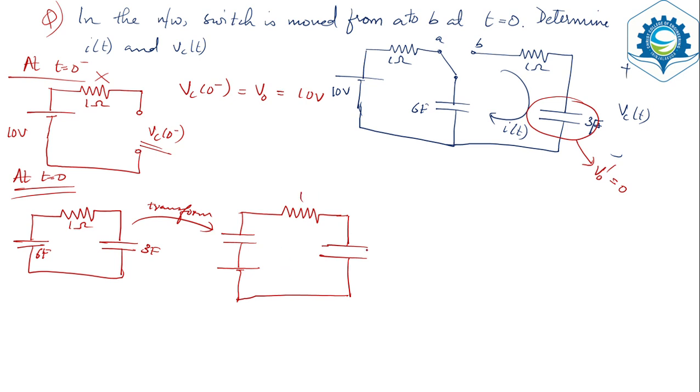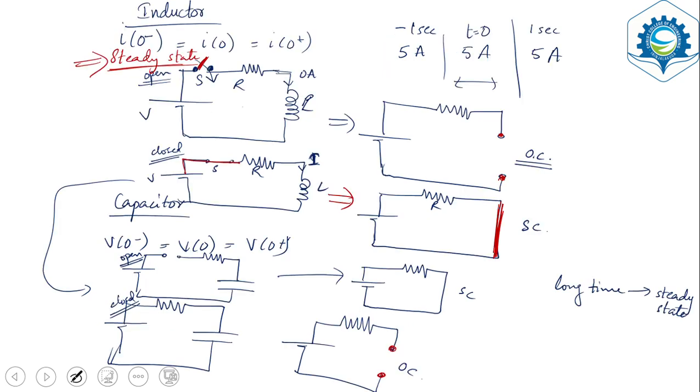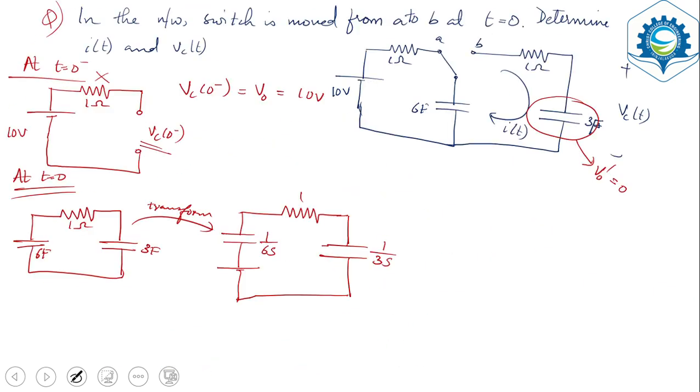The value of the resistor will be the same. Value of the capacitor is 1 by Cs. So 1 by 3s, and here it is 1 by 6s. What about the value of the voltage source? It is V0 by s. So you have V0 is 10, so 10 by s. Now you can just find out the current I of s. And here you have Vc of s. Here you have the current I of t and Vc of t.